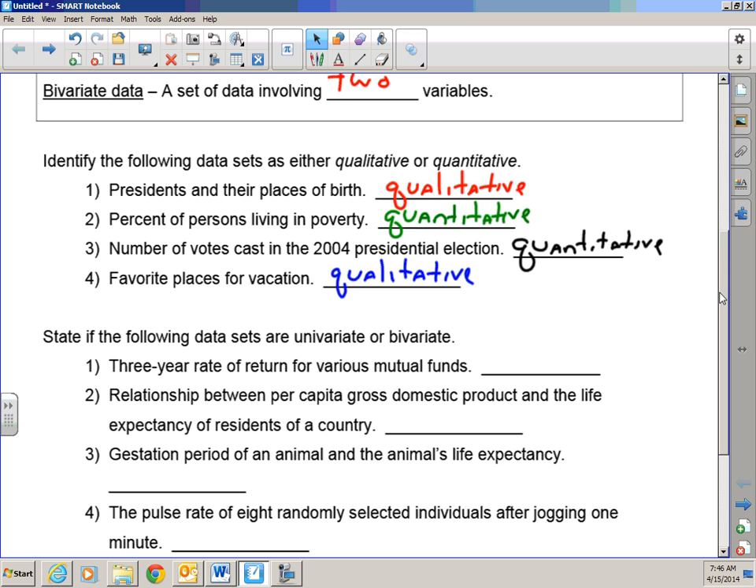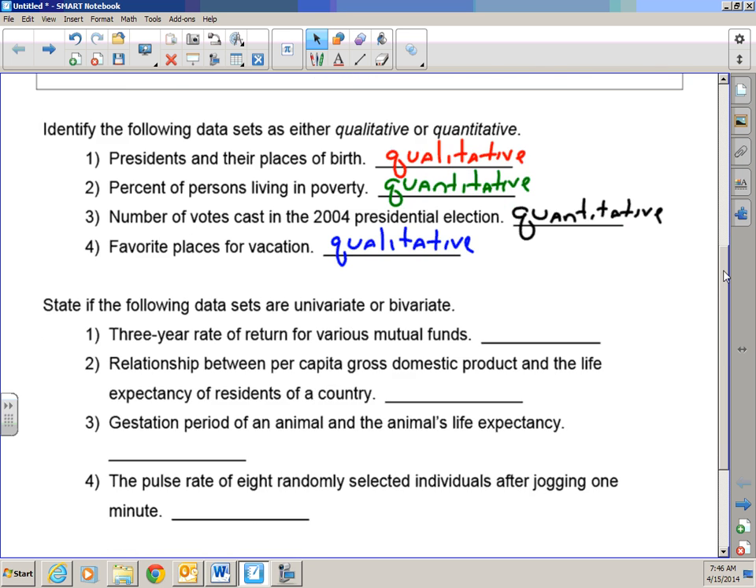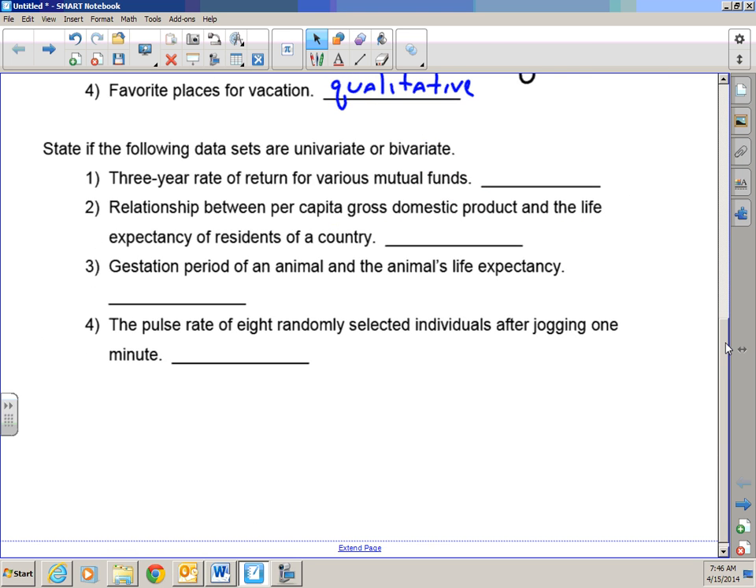Now, let's determine if we have bivariate or univariate. 3-year returns for a mutual fund. It's only talking about the returns. The fact that it's 3 years doesn't matter. That's univariate, one piece of data.